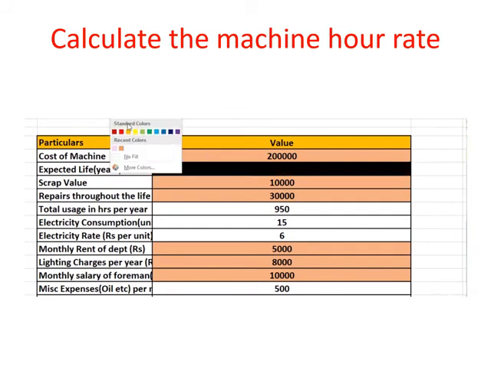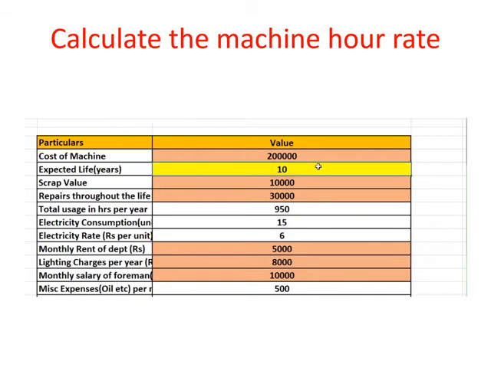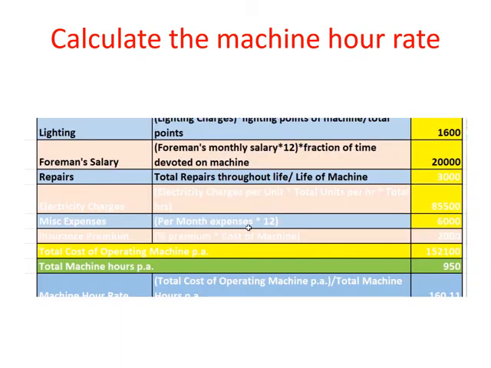So we are using the data again. It doesn't mean that you are using the data only once. Wherever it is necessary, you will use it. So it is repairs throughout life divided by life of machine. If it is repairs per month, then you have to multiply by 12. Since it is repairs throughout the life, we are directly dividing that value by the lifetime 10. So 30,000 divided by 10 is 3,000.